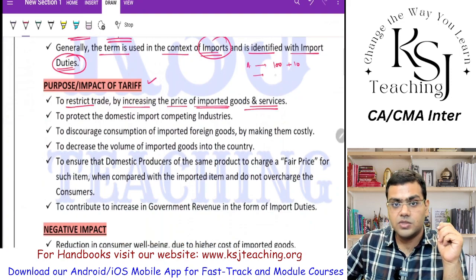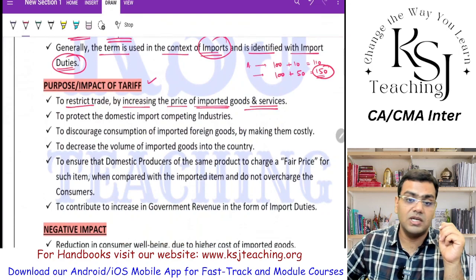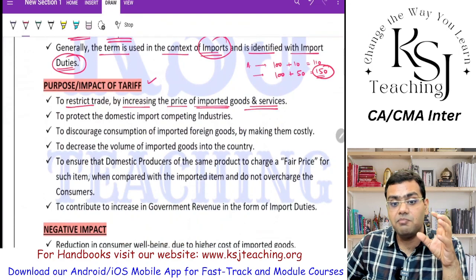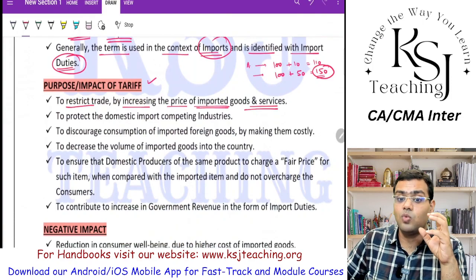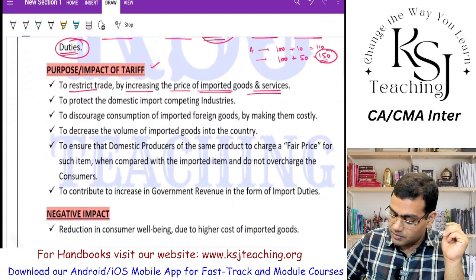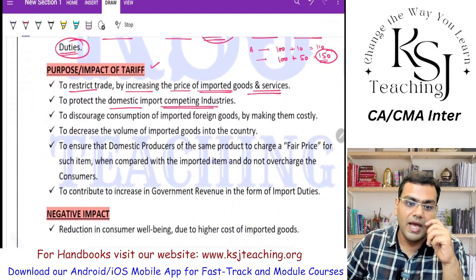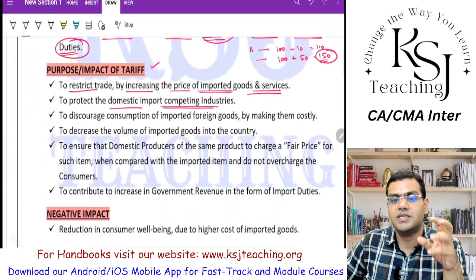So this product is 100 rupees. The government says now you will have to pay 50 rupees as tax. Earlier it was 110. Now it is 150. So import has become costlier now, so the people will import less. This is done when the government wants people to import less, right? To protect the domestic import competing industries, right? Why is it done? So that you can protect your domestic industries.